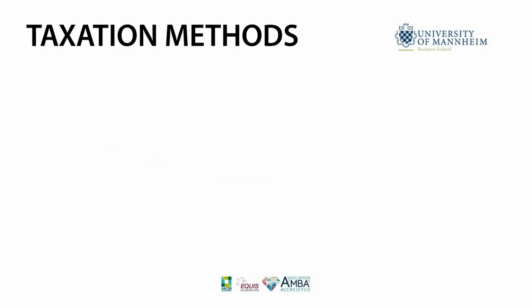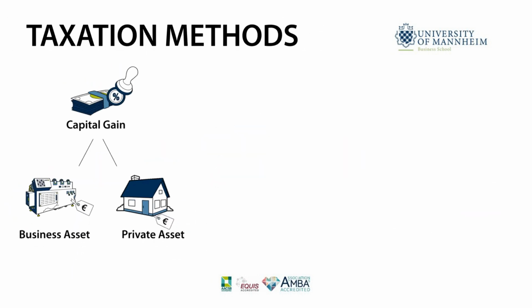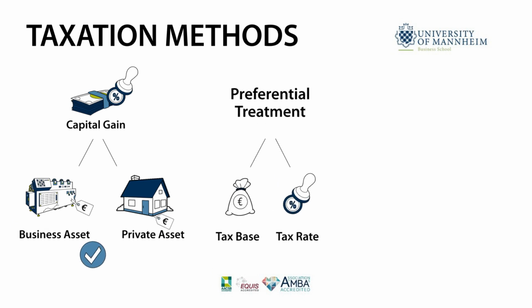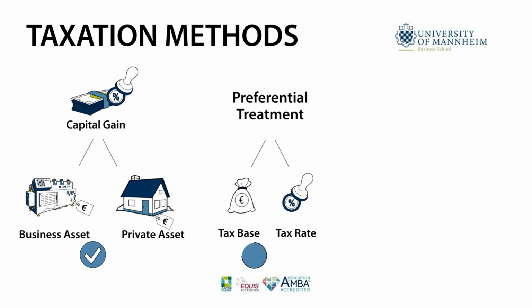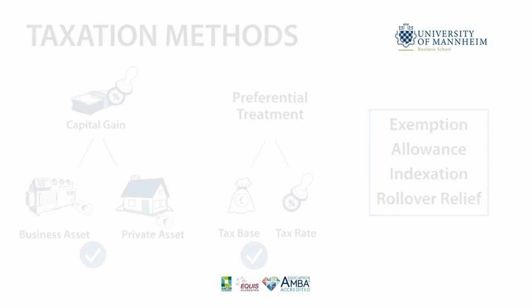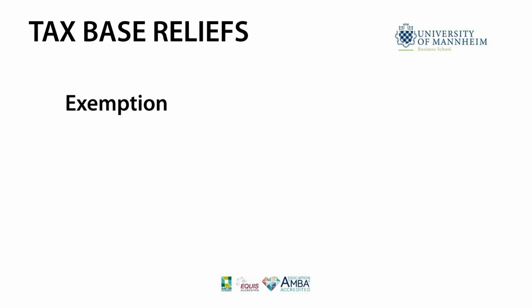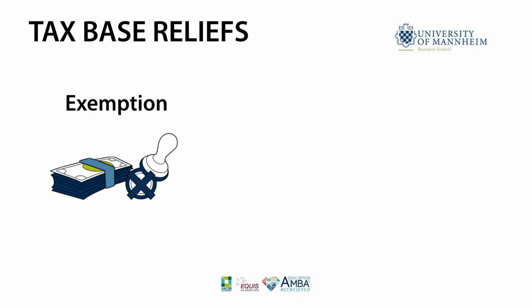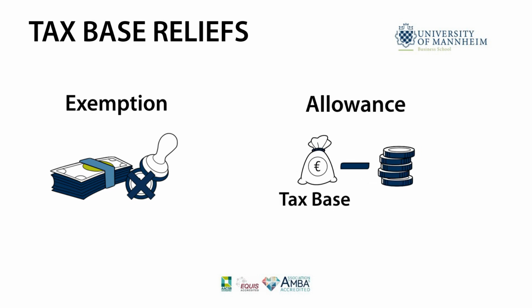Let's first talk about the taxation of capital gains from business assets. Addressing the tax base, we distinguish between four different methods: exemption, allowance, indexation, and rollover relief. Under the exemption method, capital gains are fully or partially tax exempt. If an allowance is granted, the corresponding amount is deducted from the tax base.